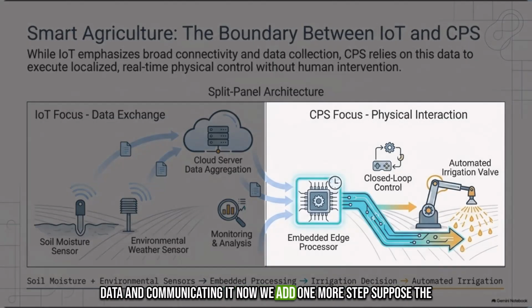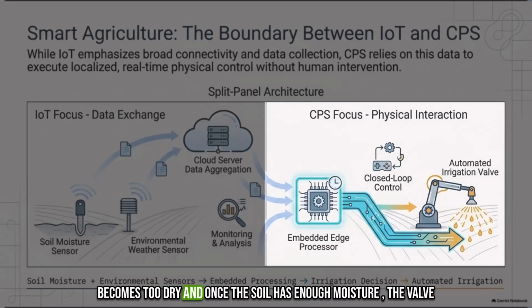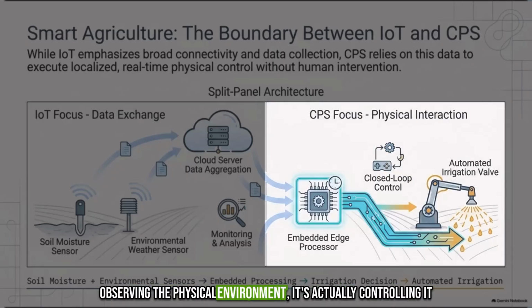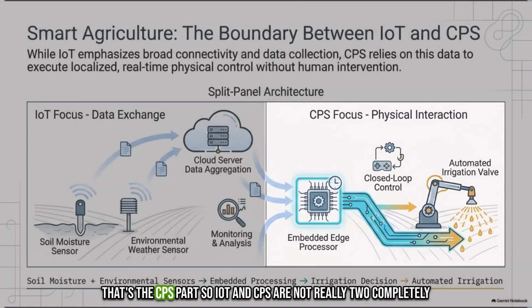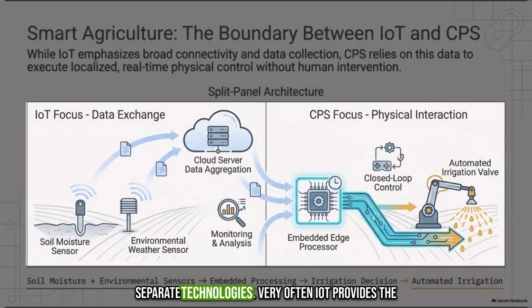Now we add one more step. Suppose the system automatically opens an irrigation valve when the soil becomes too dry, and once the soil has enough moisture, the valve closes again. Now we have a feedback loop. The system is not only observing the physical environment, it's actually controlling it. That's the CPS part.